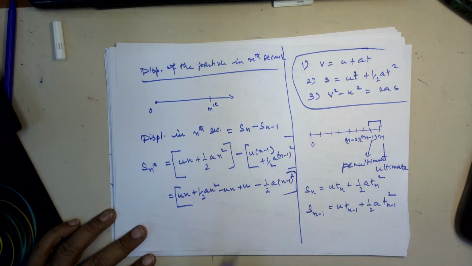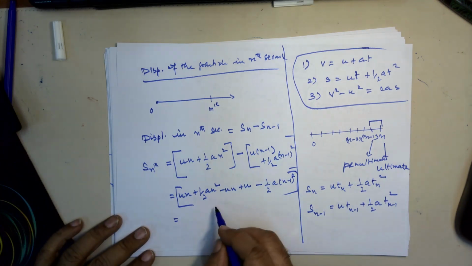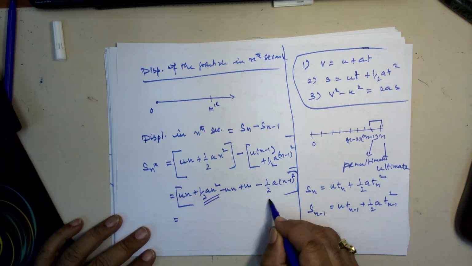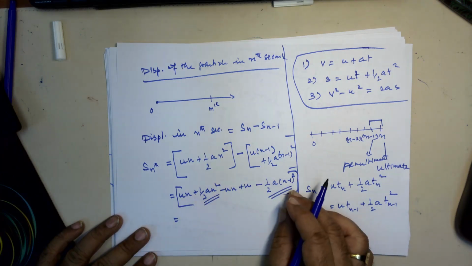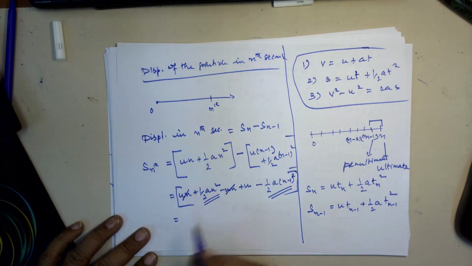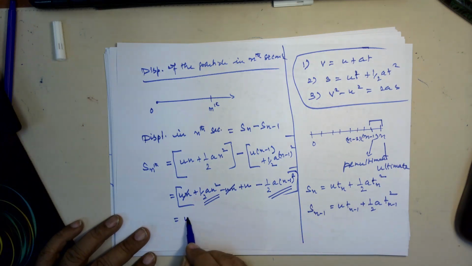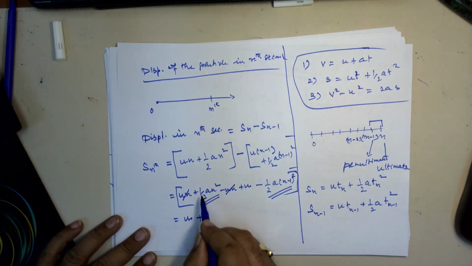So I expanded this bracket. Now what you can do, you have got this a n square, is it not? And another half into a n minus 1. So in that case, you can take out, and u n is cancelled here, right? Therefore, you are left with only u. So u minus, okay? Instead of minus, you can put plus.